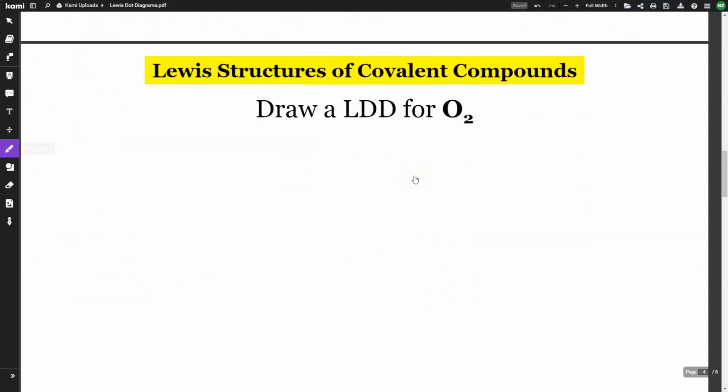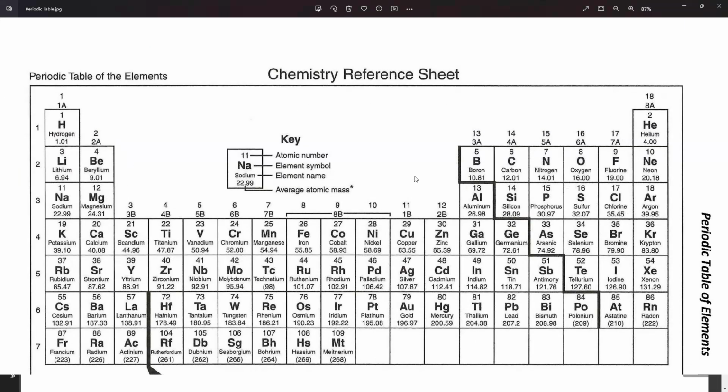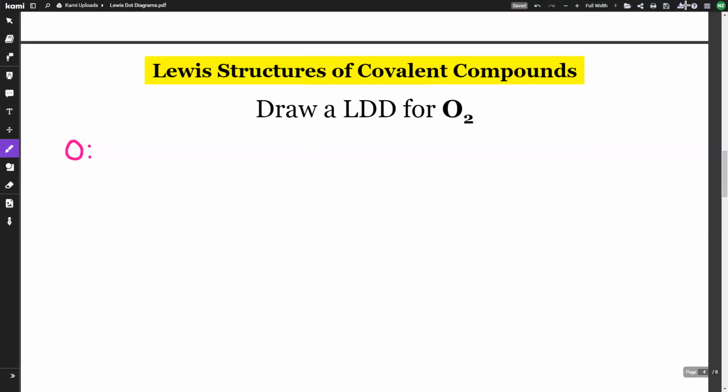All right, let's move on to our next example. We have O2 here. Step number 1, count up the number of valence electrons. Let's go back to our periodic table. Oxygen is in group 6A, so it gets 6 valence electrons. But there are 2 of them, so we have 12 here. We only have 2 atoms. There's no carbon, so we're just going to place these next to each other.